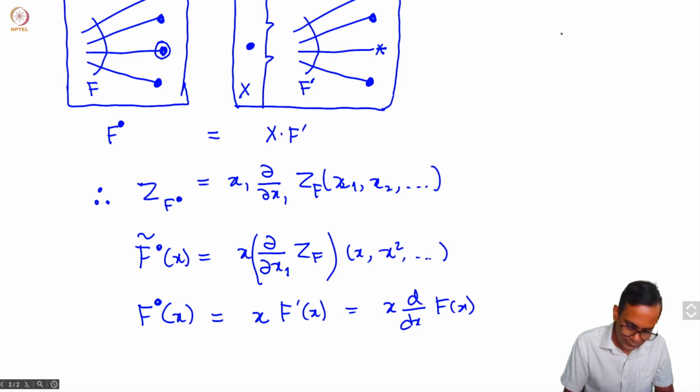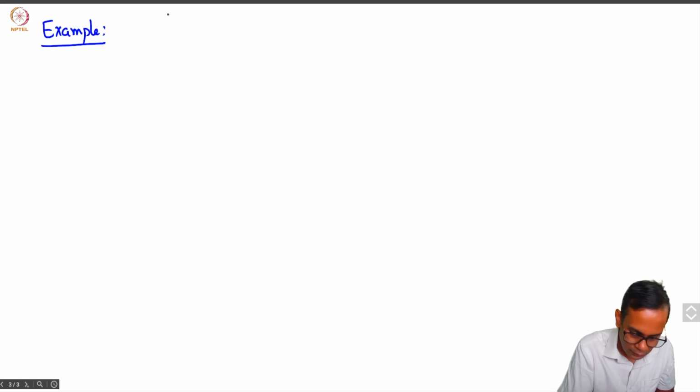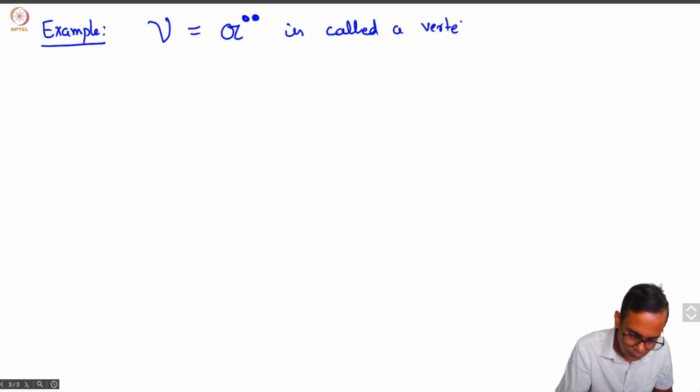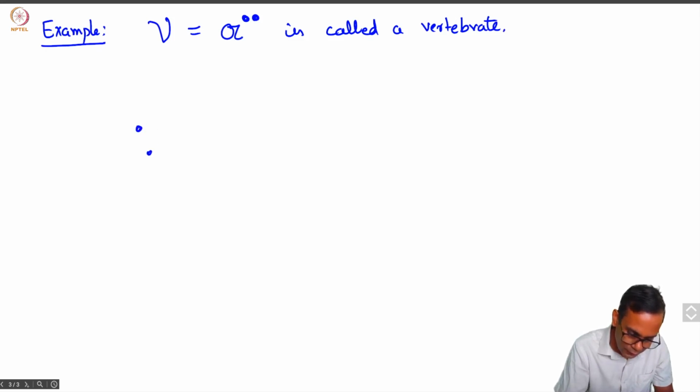Okay, so let's look at another example which will lead to the proof of Cayley's theorem. The species of vertebrates. So V is just defined to be A dot dot. You point twice. Why this strange name? Well, let's just look at a picture. So we'll take a tree without any root.